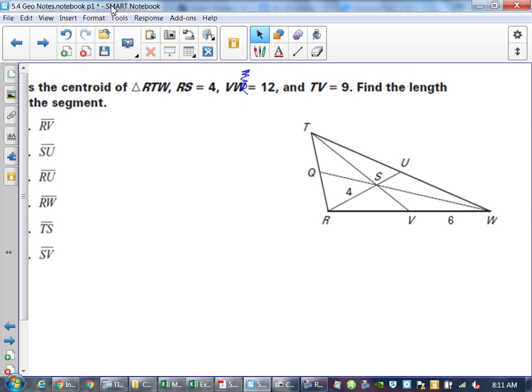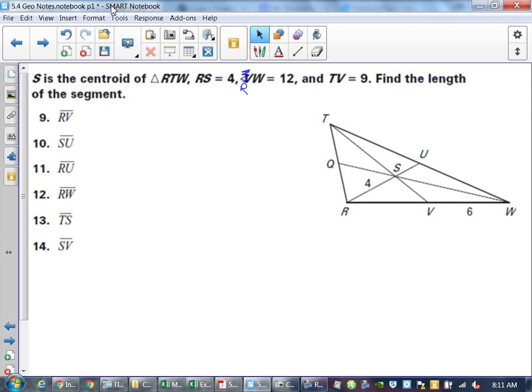All right, so let's see here. We have a centroid. If RS is 4, what's SU? 2. Okay. We know that we have all of those midpoints. RV is 6. It says that TV, the whole thing, is 9. So the whole median TV, the median is 9.